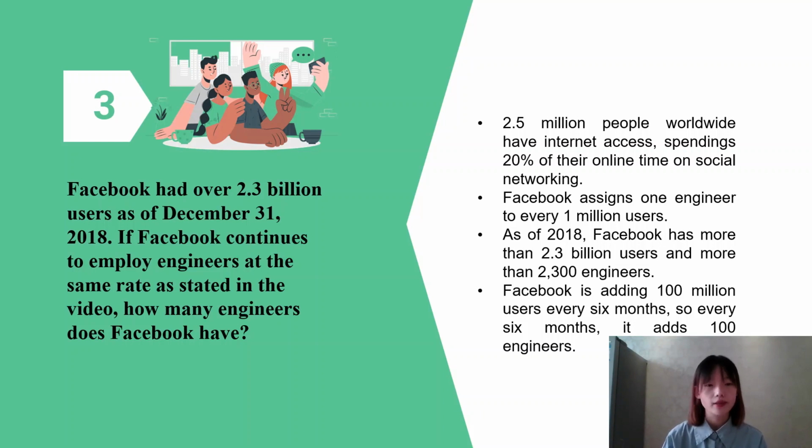So Facebook has one engineer for every 1 million users. As of 2018, Facebook has more than 2.3 billion users and more than 2,300 engineers. Facebook is growing by 100 million users every 6 months. So every 6 months, it will add 100 engineers.